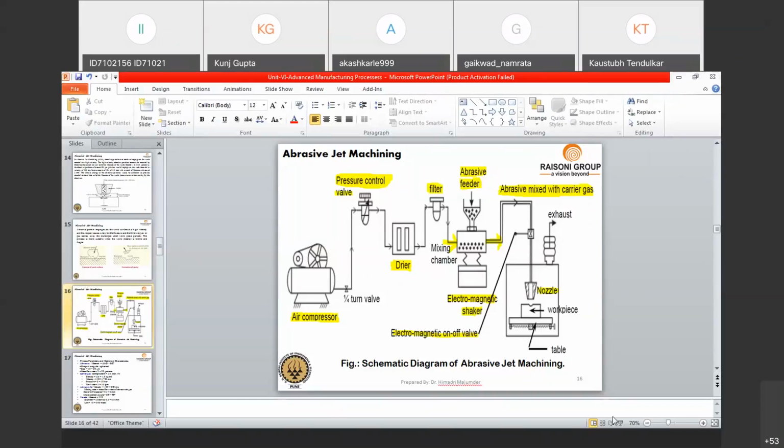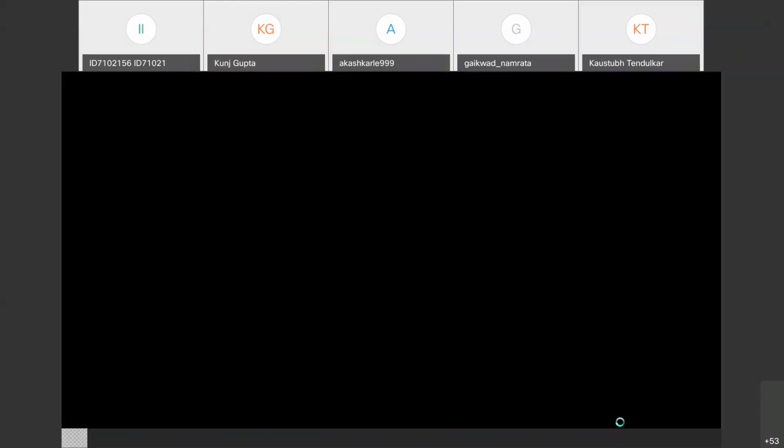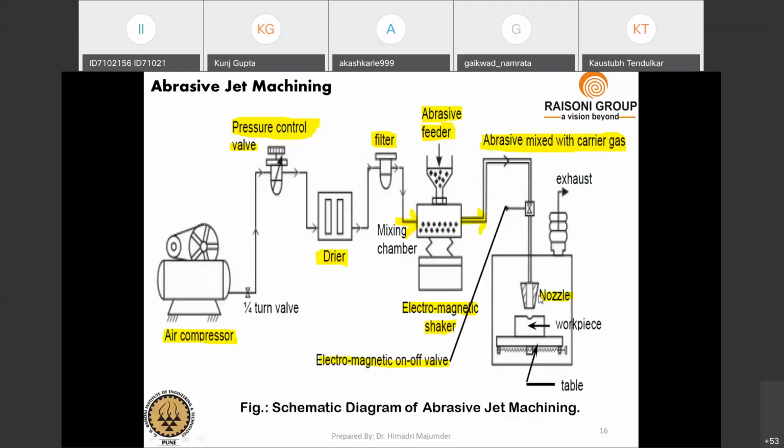As I already told, the nozzle will decide at which angle you will strike on your workpiece and how much jet will fall on the workpiece. The distance between the nozzle and the workpiece is known as the standoff distance. This distance is very important for material removal. How it affects your material removal, we will see in our next slides.